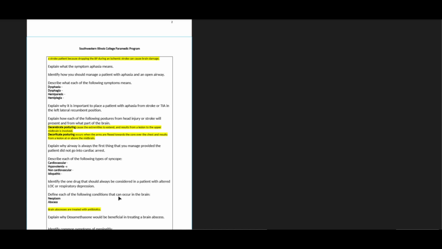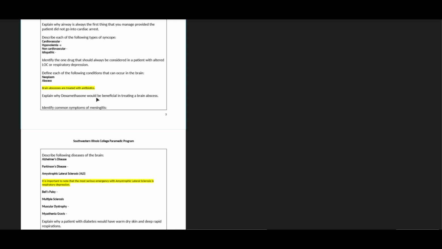Define each of the following conditions that can occur in the brain. Neoplasm. So a neoplasm is a new growth of a tumor, so that doesn't include tumors that are present at birth. This is just the word for a new tumor that grows in your body. So you can obviously get those in your brain and central and peripheral nervous system. And an abscess, this is usually from some kind of local infection. This is a collection of pus.